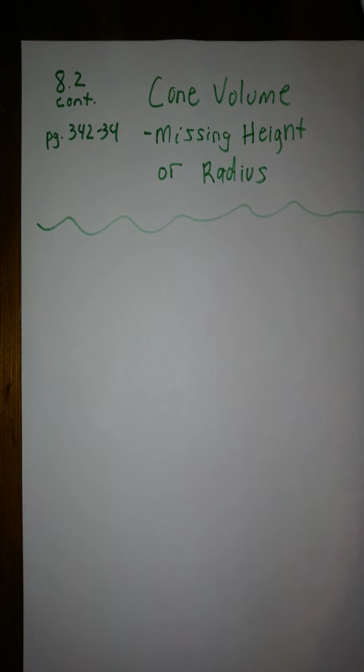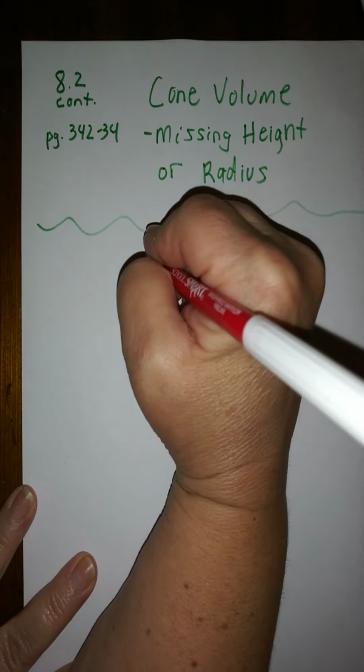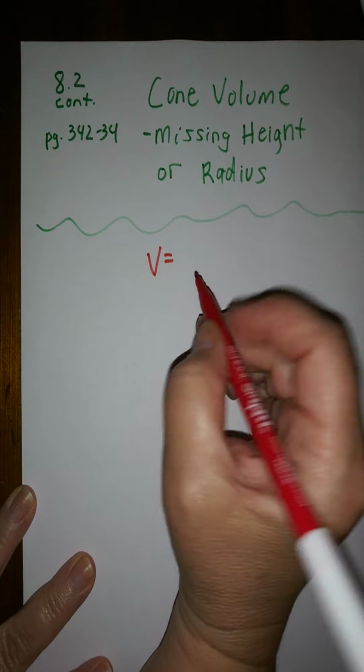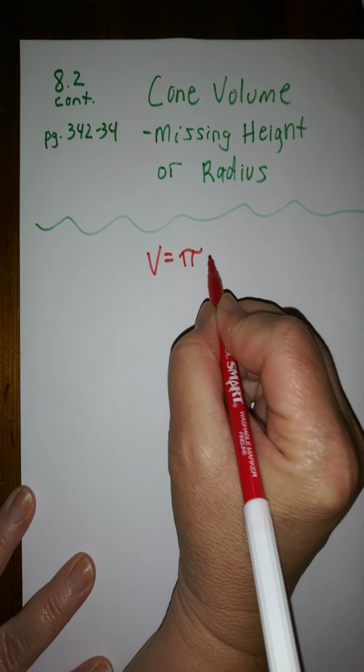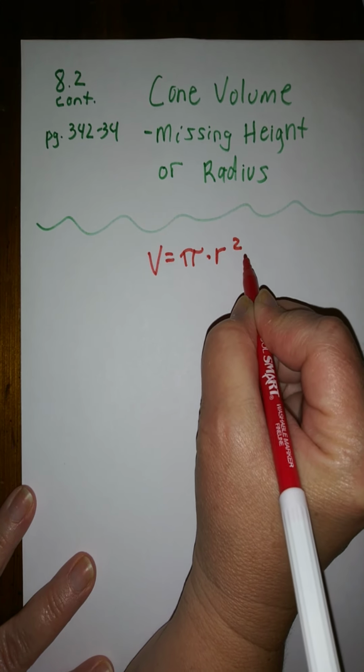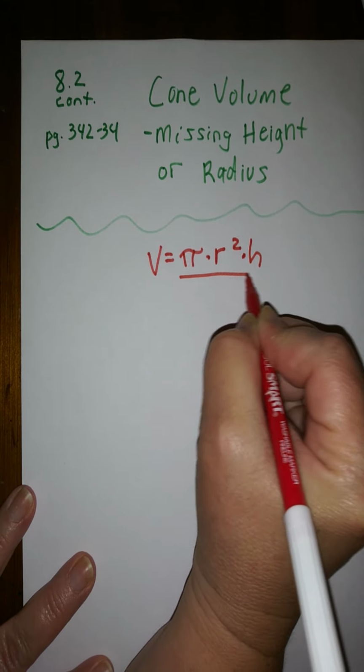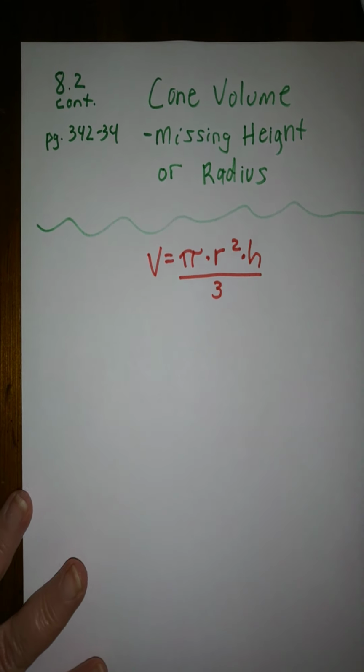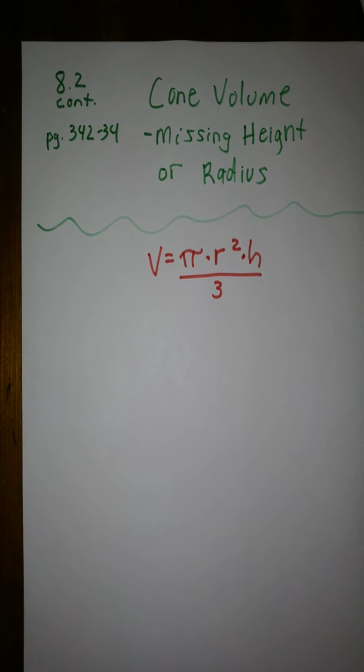Okay, I'll switch colors. Okay, so when we're talking about a cone, remember our formula for cone. V equals pi times r squared times the height divided by 3. Okay, because remember a cone is 1/3 the size of a cylinder that has the same dimensions.